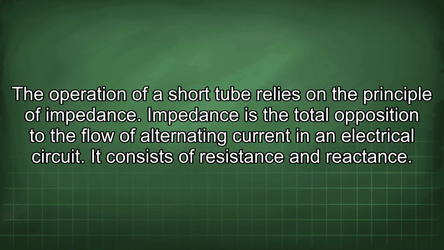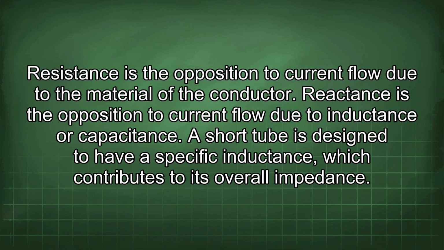The operation of a short tube relies on the principle of impedance. Impedance is the total opposition to the flow of alternating current in an electrical circuit. It consists of resistance and reactance. Resistance is the opposition to current flow due to the material of the conductor. Reactance is the opposition to current flow due to inductance or capacitance.